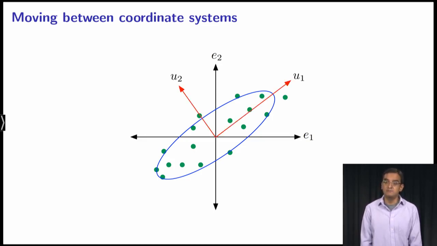This one over here. Instead of the regular coordinate axes, E1 and E2, we have these tilted axes, U1 and U2. We can move quite easily between these two systems. It's a simple rotation. And in many ways, these red coordinates, U1 and U2, are more natural for this data.